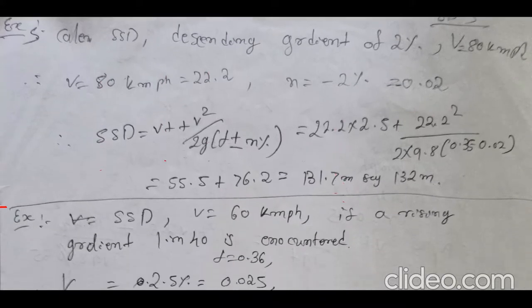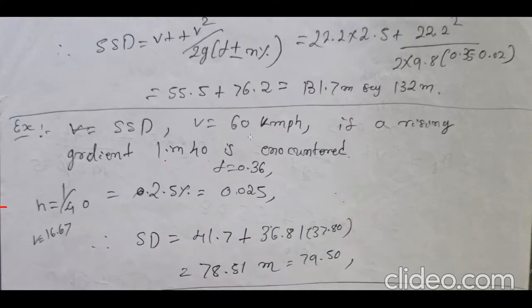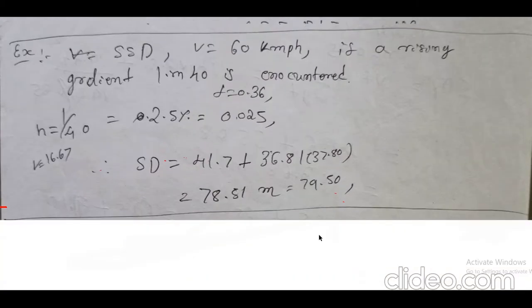Next one, design speed 60 kmph, rising gradient. Then f plus n, 1 divided by 40, that is 2.5%, 0.025. Here, instead of minus n, plus n, you will get 79.5 meters.